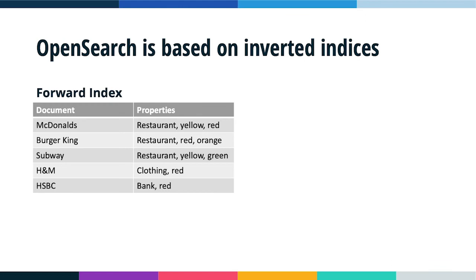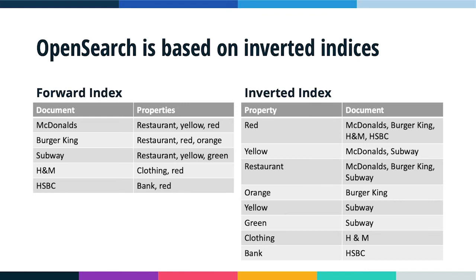Now, an inverted index is a little bit different. An inverted index takes the property and then matches it to the document ID, which is really convenient because most of the time you're asking for properties and trying to get documents back out. So if you were to say, find all of the restaurants that have red in their logo, you can take the restaurant property and find all those documents, and then do a set operation with the red property and all of those documents. Where they intersect, those are the ones that meet both conditions.